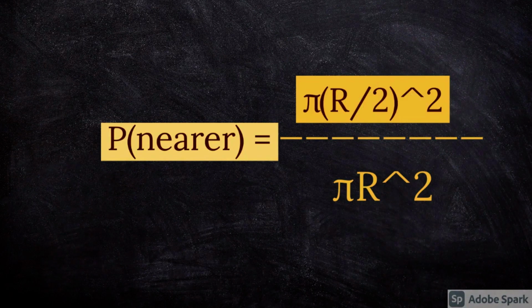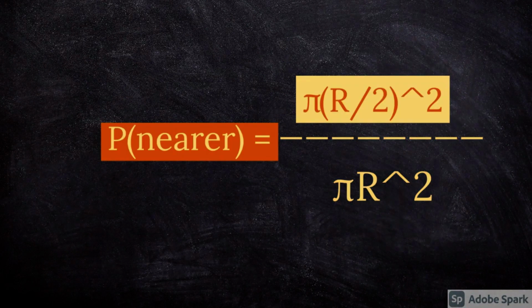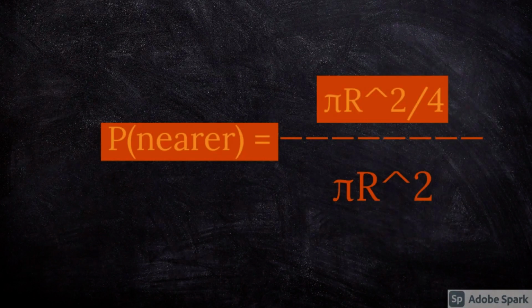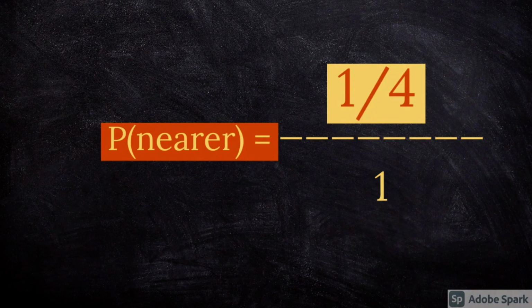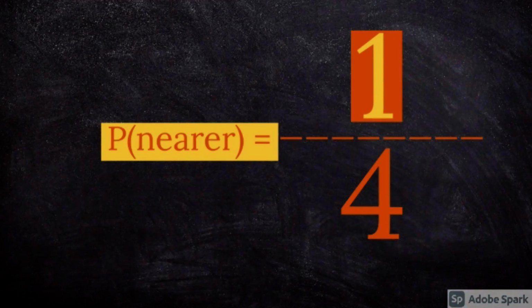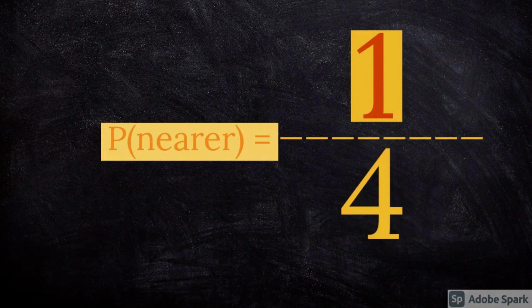So what is the area of the smaller circle? Pi r over 2 squared, divided by the area of the whole circle, pi r squared. Okay, cancel the pi r squared. What's left is 1/4 over 1, or 1/4, and that's your answer.